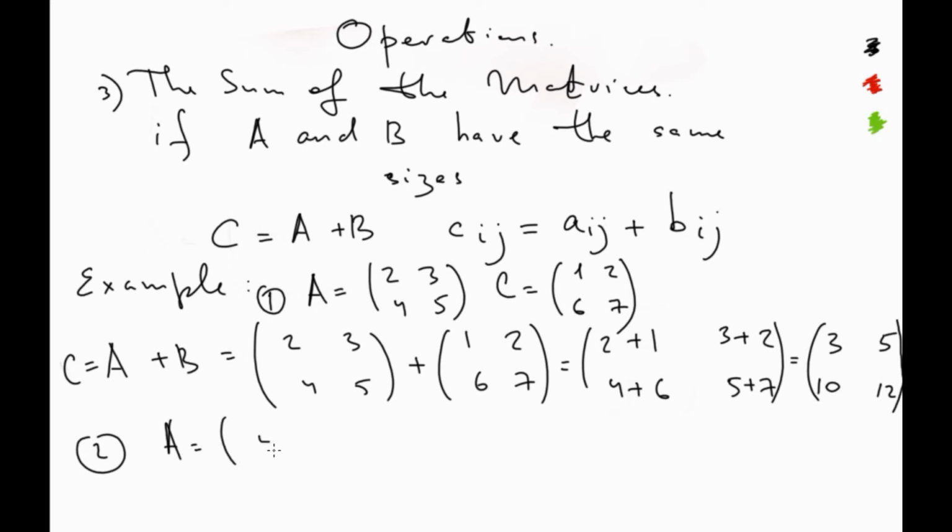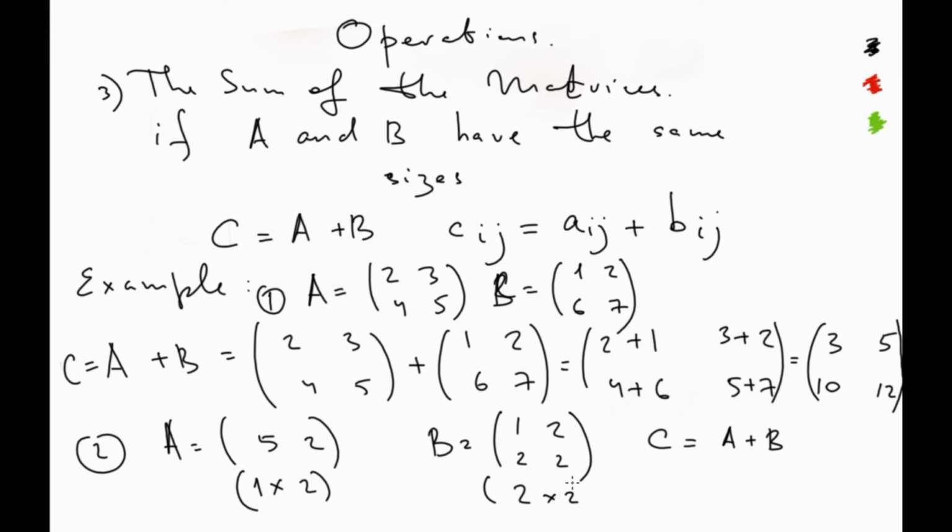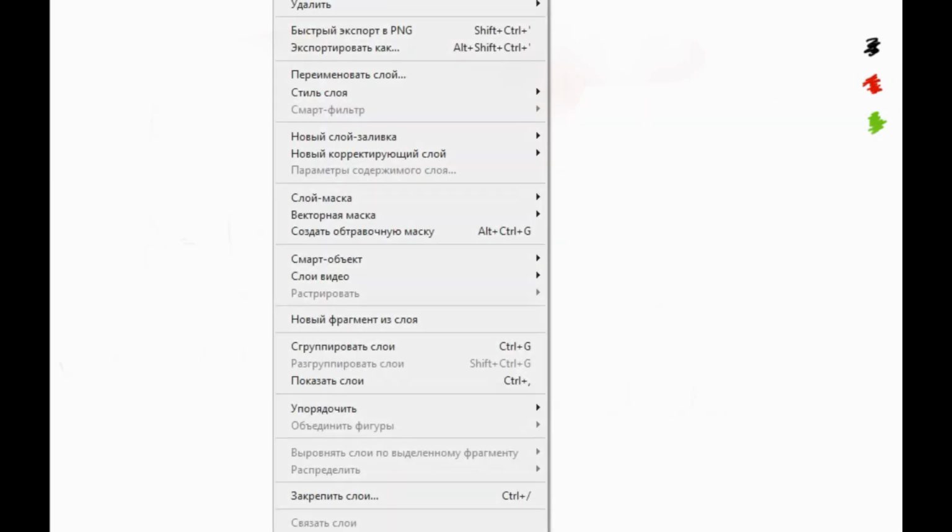For example, you have A equals 5, 2, for example, and B equals, for example, 1, 2, 2, 2. And if I want to calculate C equals A plus B, you can notice that this matrix has size 1 by 2, 1 row, 2 columns. Here we have 2 by 2. So we can say that these two matrices have different sizes, and since that it is impossible to add them. So the sum doesn't exist. Okay, next our work.